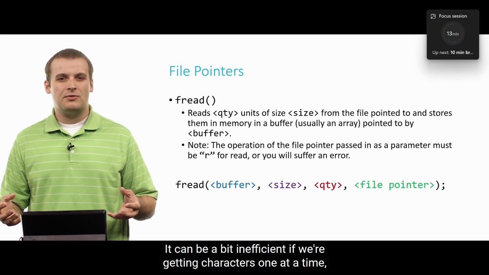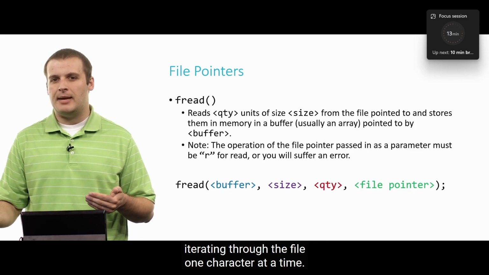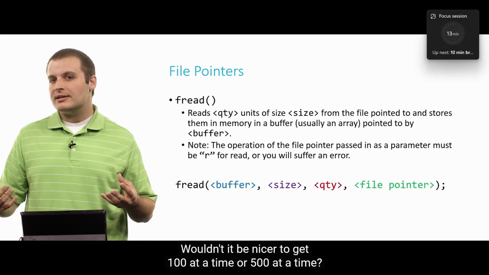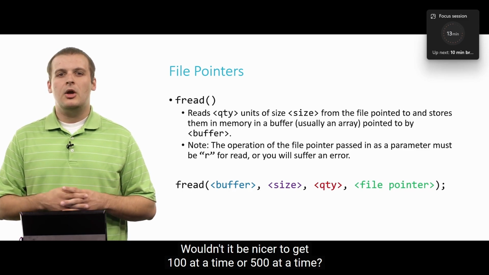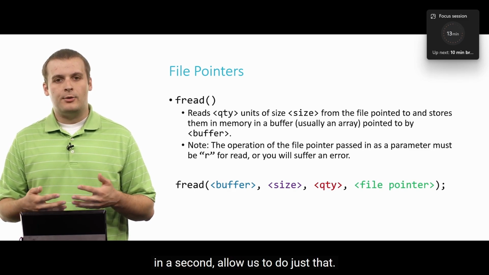It can be a bit inefficient, right? If we're getting characters one at a time, iterating through the file one character at a time, wouldn't it be nicer to get 100 at a time or 500 at a time? Well, fread and its companion function fwrite, which we'll talk about in a second, allow us to do just that.